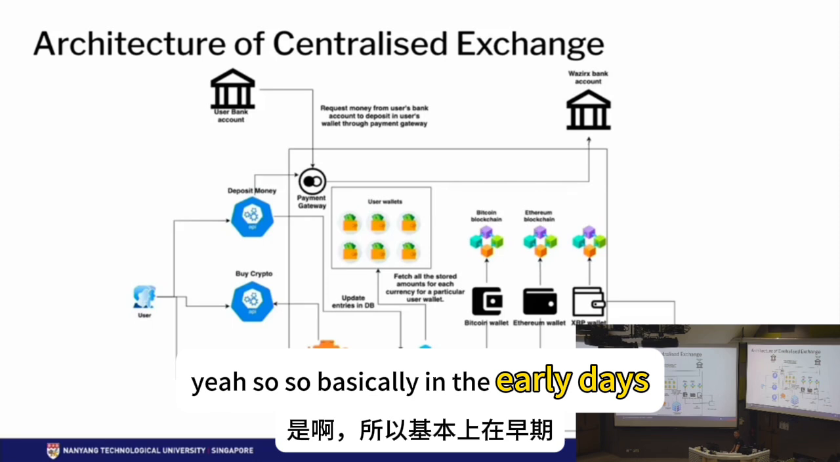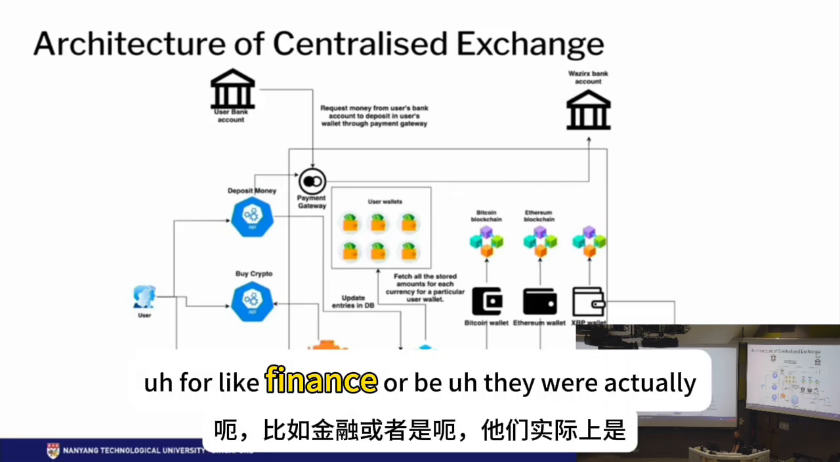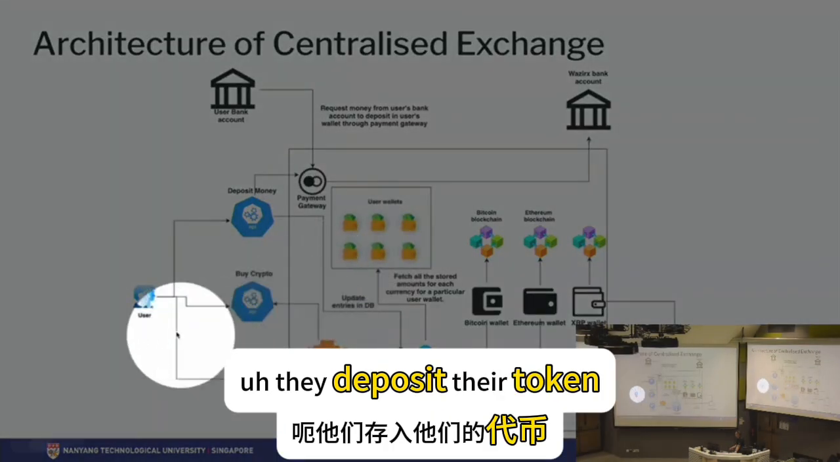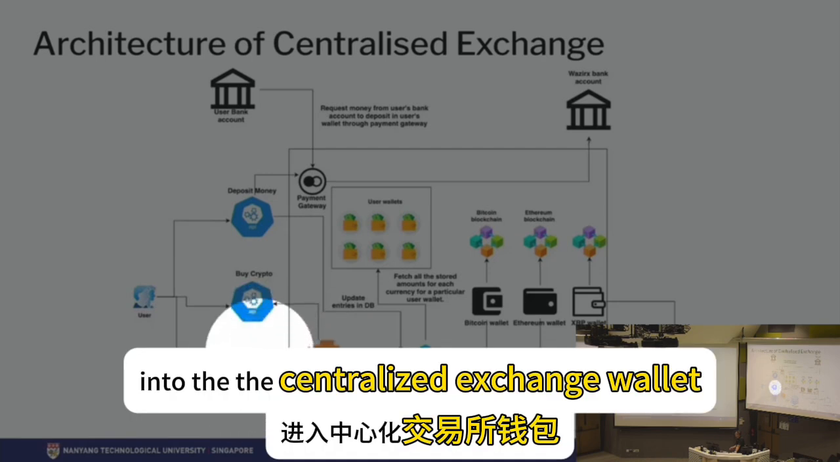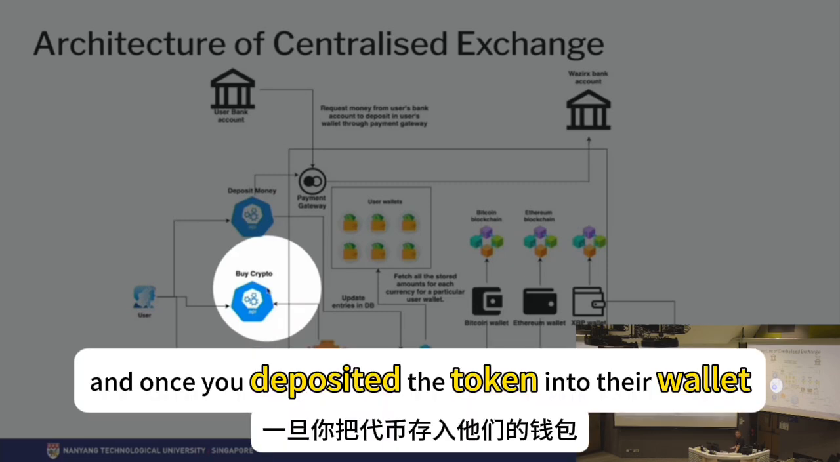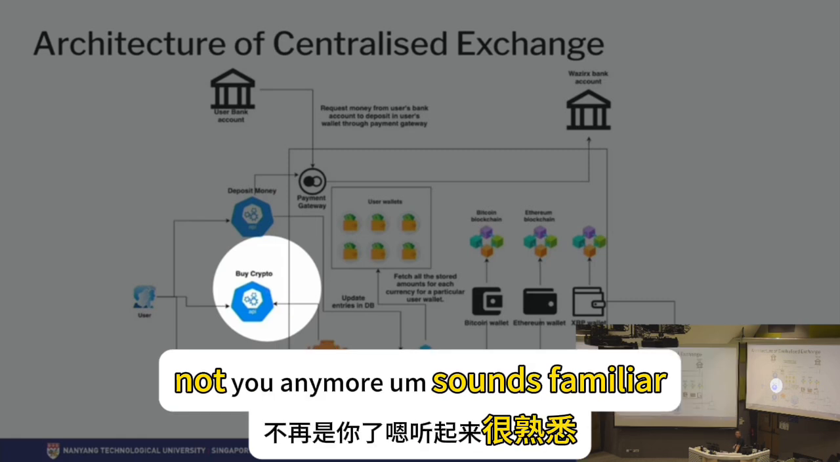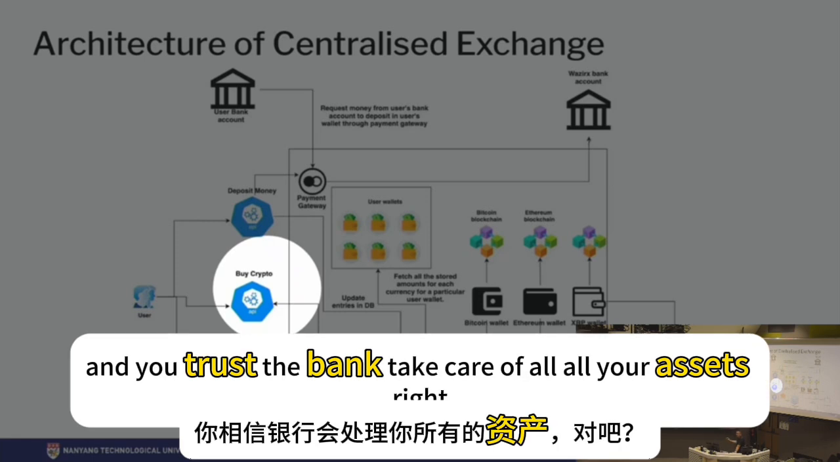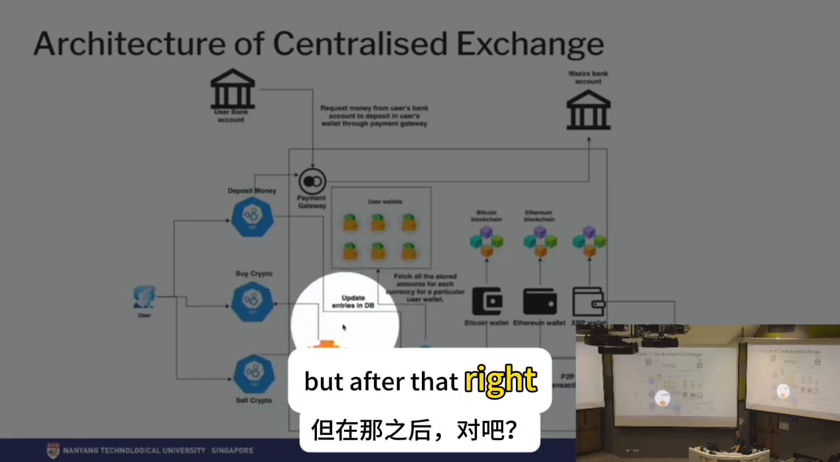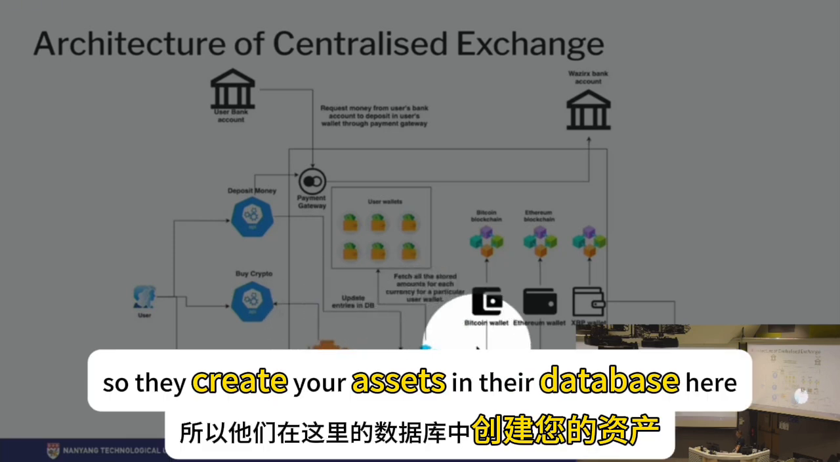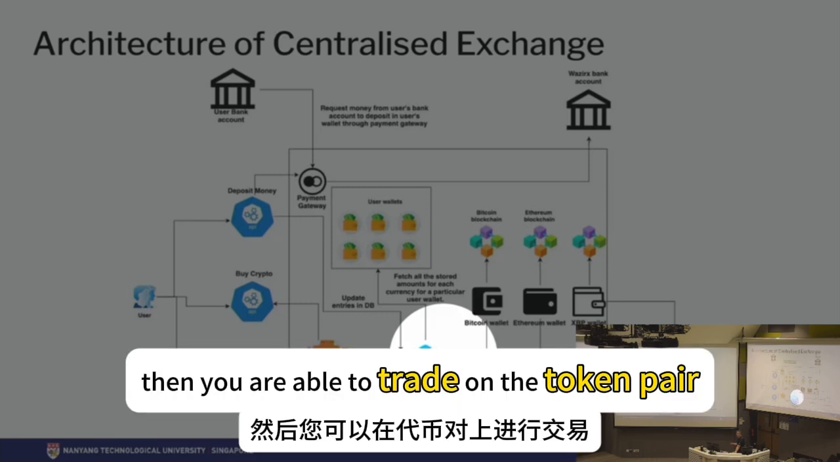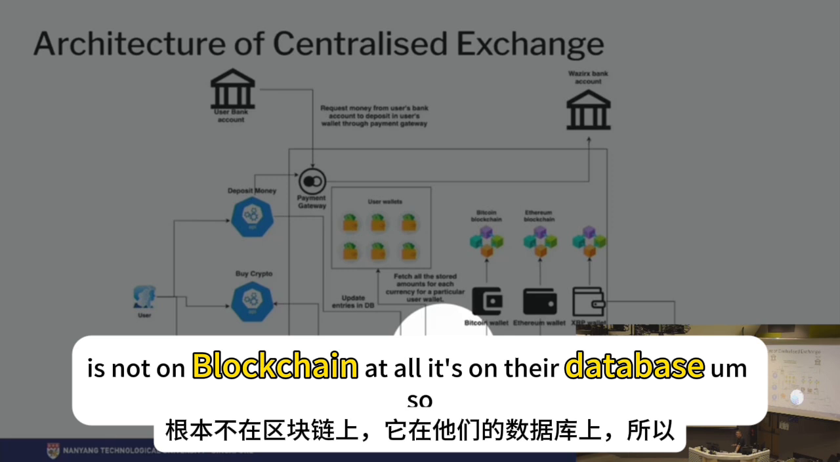In the early days, Binance and Huobi were actually my customers. How they do this is that users deposit their tokens into the centralized exchange wallet. Once you deposit the token into their wallet, the token belongs to the centralized exchange, not you anymore. Sounds familiar? This is very similar to banks. You deposit money to the bank and you trust the bank to take care of all your assets, right? After that, they create your assets in their database. Once you have that, for example USDT in Binance, you are able to trade on token pairs. But what you are trading is not on the blockchain at all. It's on their database.